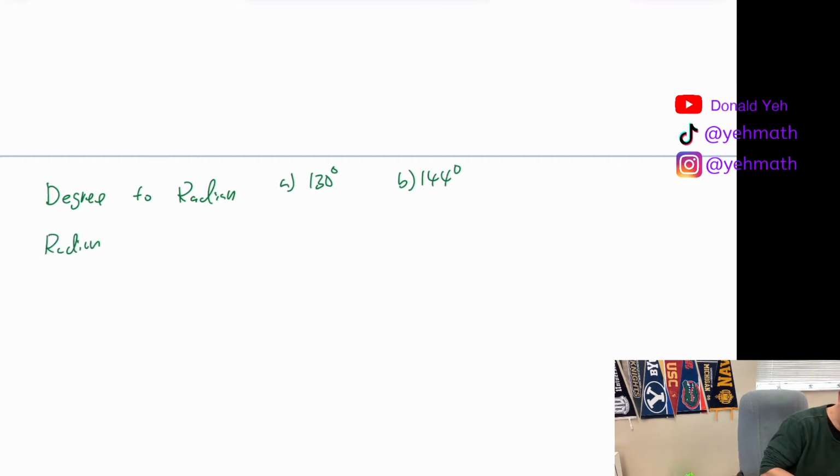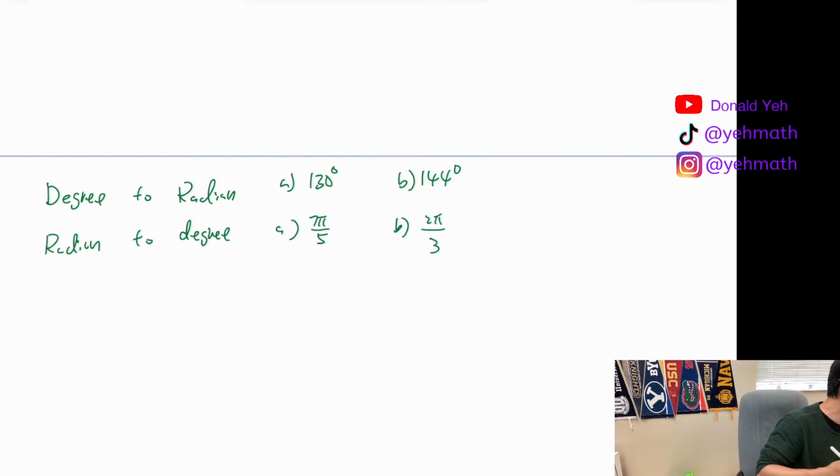Radian to degree. Can you convert, say, 7 pi over 5, or 2 pi over 3, to degrees? So those are pretty easy questions. You should start with those.